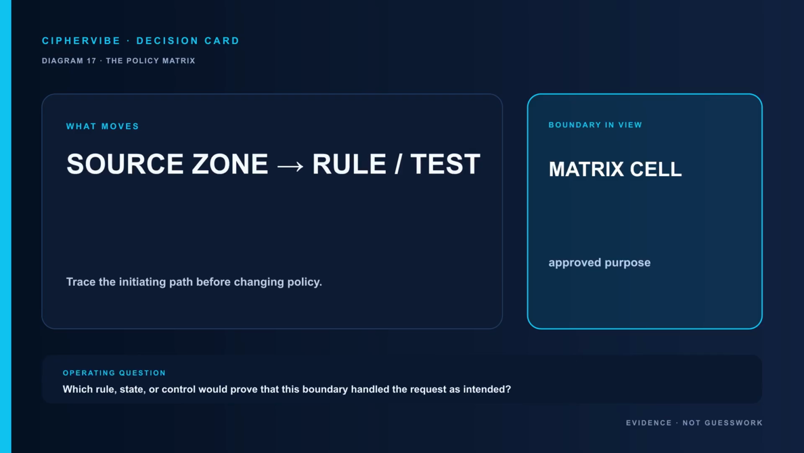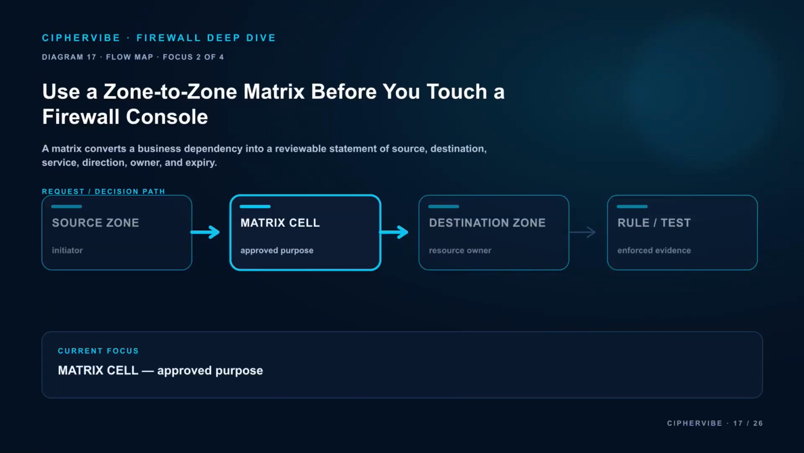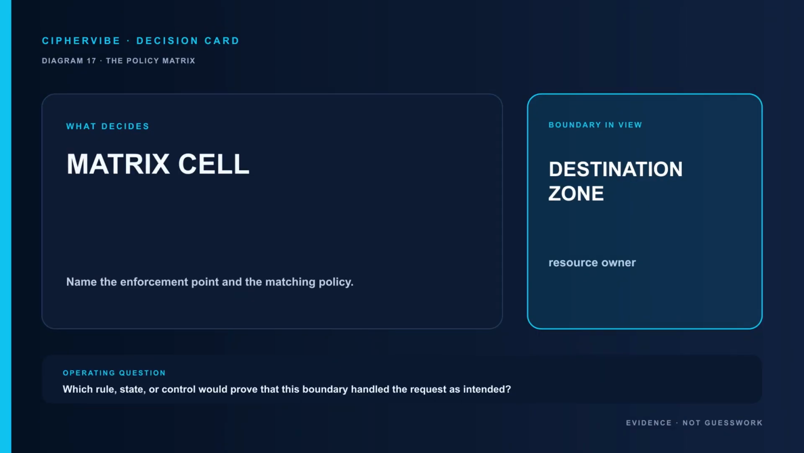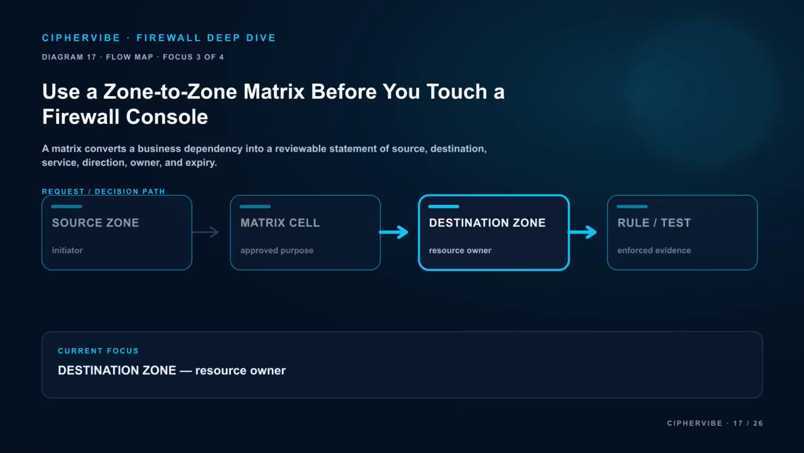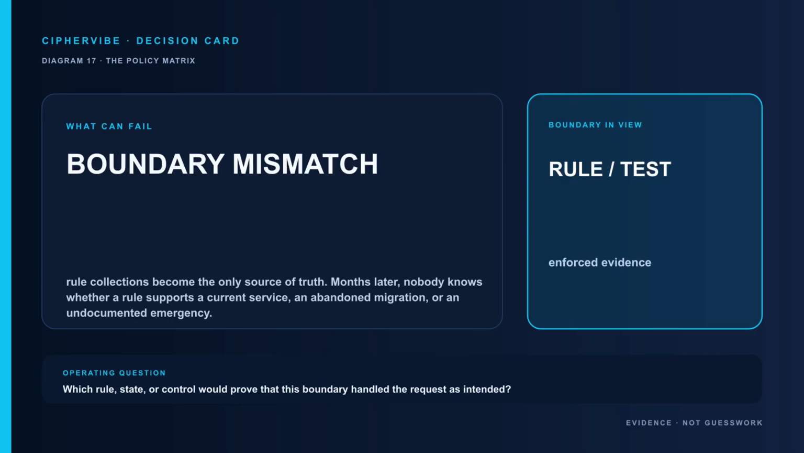Firewall rules should be derived from an architecture decision, not discovered one ticket at a time. A zone-to-zone matrix captures the approved flows at a level humans can review. Each cell can name the direction, application purpose, service, or protocol, initiating zone, destination zone, resource owner, data classification, required identity control, logging expectation, and exception process. The eventual device rule is then an implementation of that statement. This separation makes change review easier because reviewers can ask whether the dependency itself is justified before debating syntax.